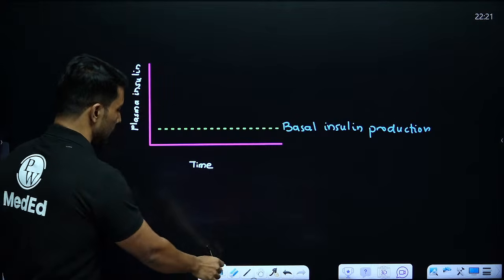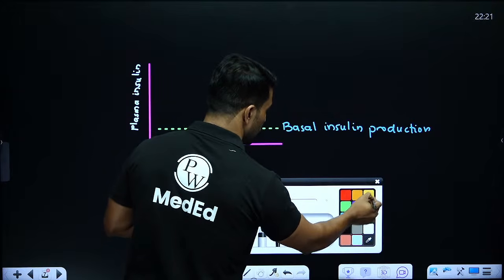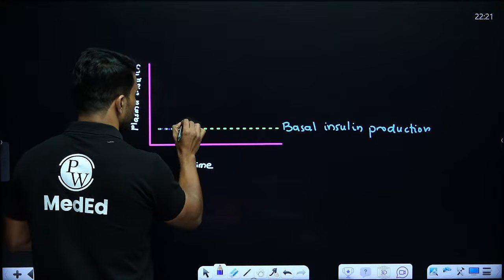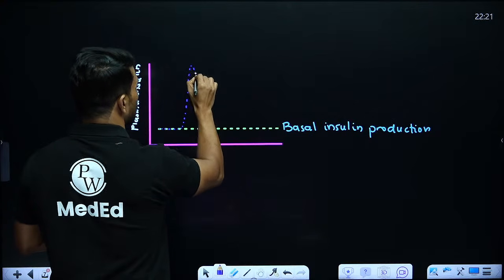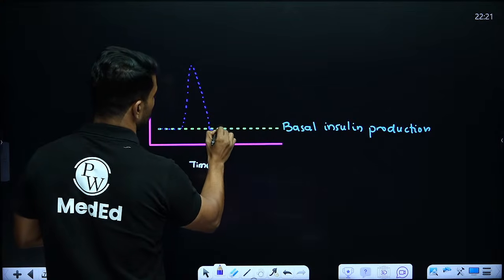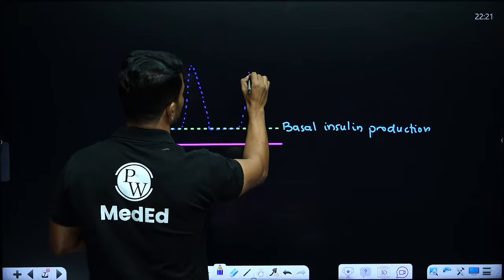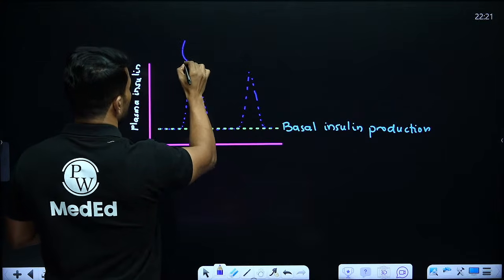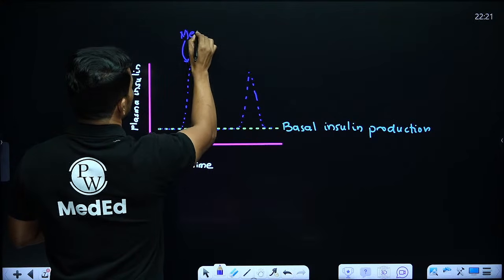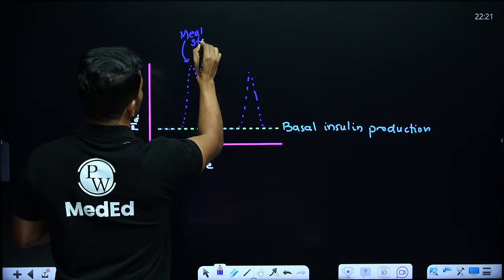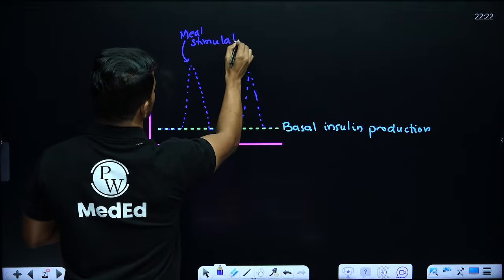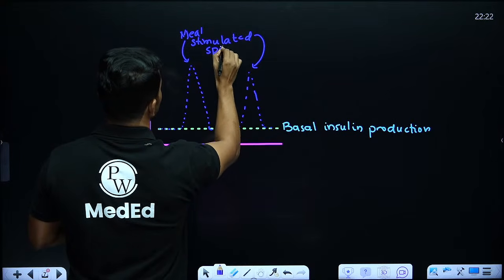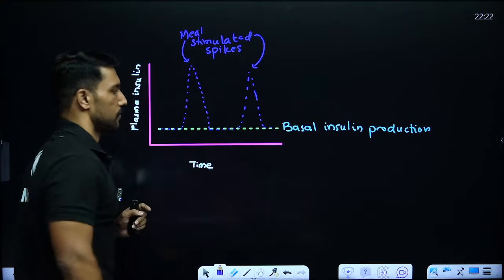But after that, whenever I take a meal, blood glucose levels increase. So whenever I take a meal, blood glucose level increases and the insulin level spikes up to get that blood glucose level normalized. If I take another meal, my insulin level will increase again. So every time there is a meal consumption, there will be meal stimulated spikes in the insulin levels.